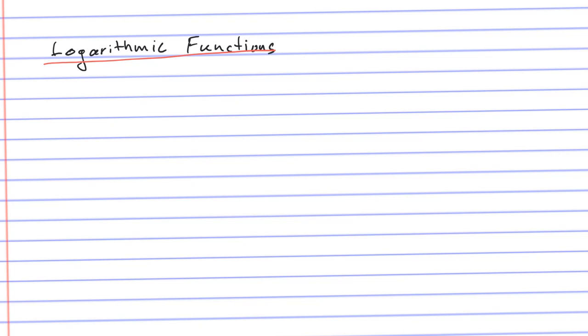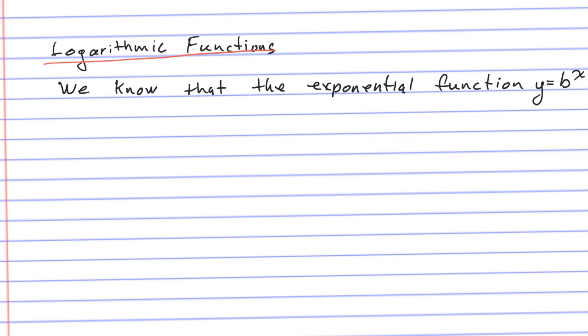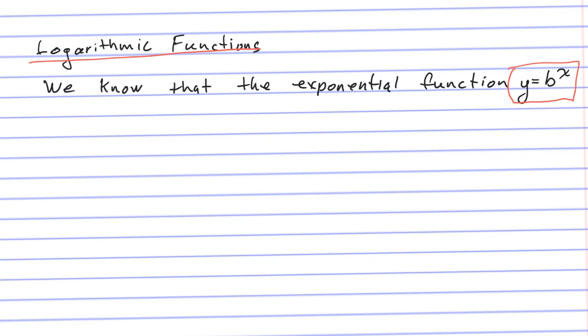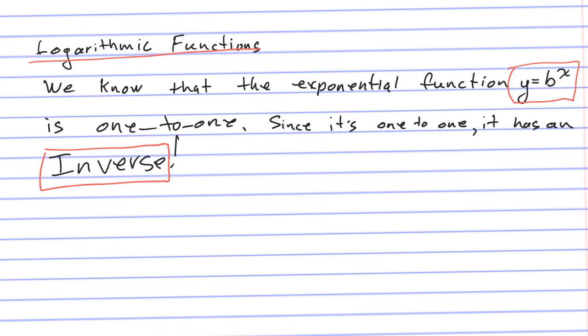So today's lesson is about logarithmic functions. We know that the basic exponential function y is equal to b to the x is what we call one-to-one. And since it is one-to-one, we can say, so basically this thing actually has an inverse. All right, so let's go and do that.